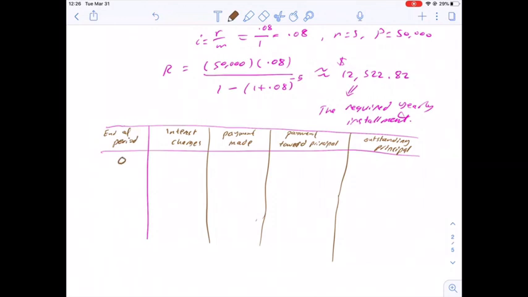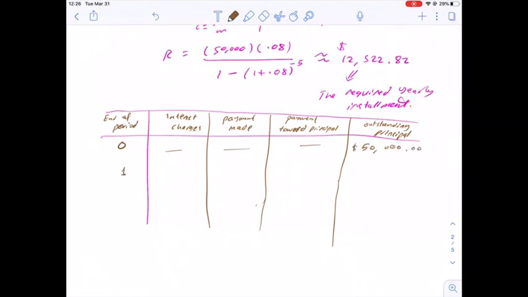At the end of period 0, we don't have any charges here, and we have to pay the full $50,000. At the end of the first year, we have interest of 4,000, because initially the larger portion of the payment goes toward payment of the interest charges. Now the payment made is equal for all these years.